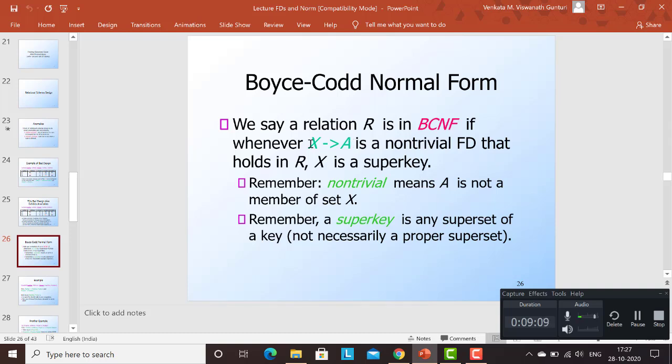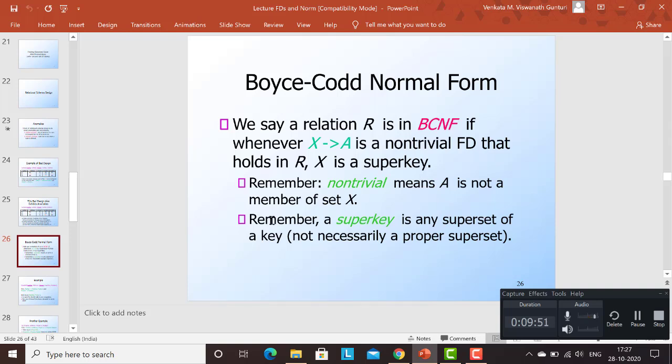This is why the formal definition is: for all functional dependencies X implies A which hold on relation R, those FDs should be non-trivial, and the left side should be a super key. So these are the two conditions. Trivial FDs don't make much sense, so for every non-trivial FD which exists on relation R, the left side should be a super key of R. That is the definition of BCNF.